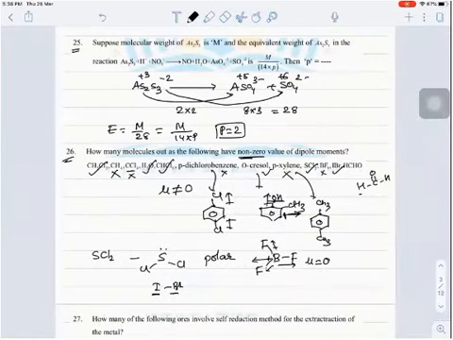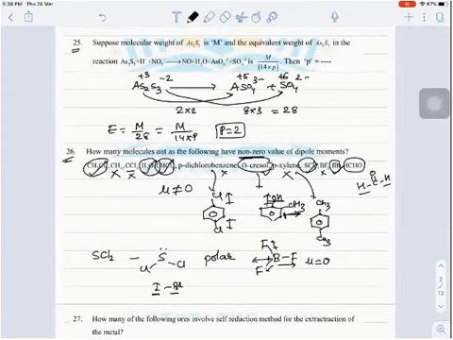Due to polar CH and CO bonds. So in this case, the polar molecules will be 1, 2, 3, 4, 5, 6, and 7. So 7 polar molecules are there. So 7 is the answer.